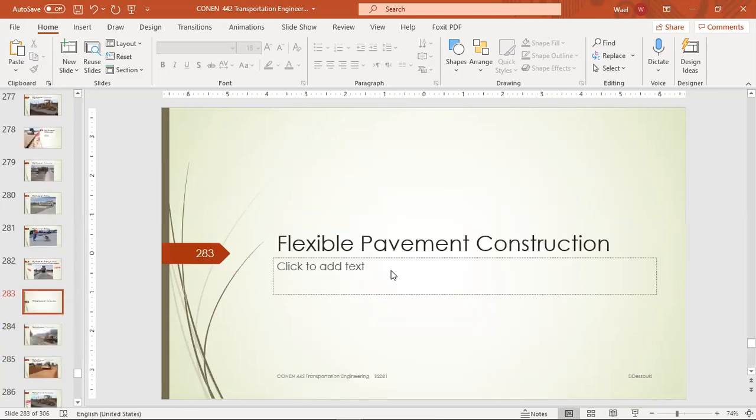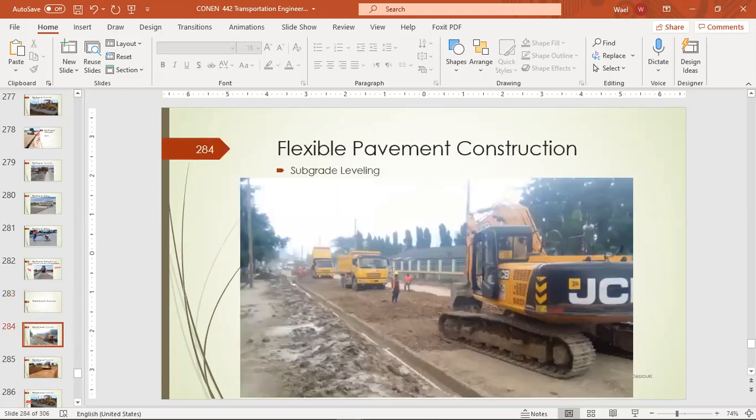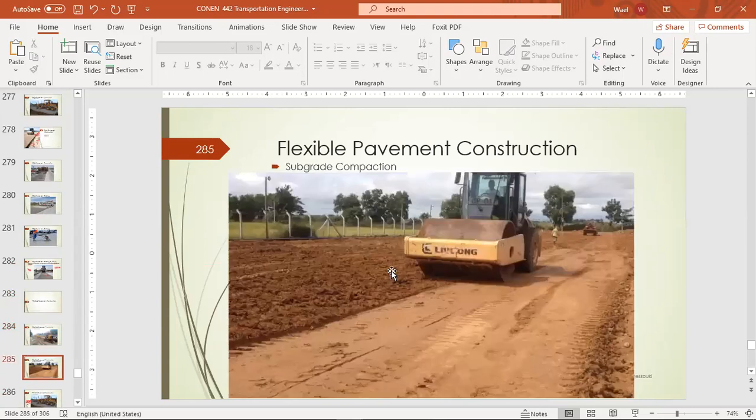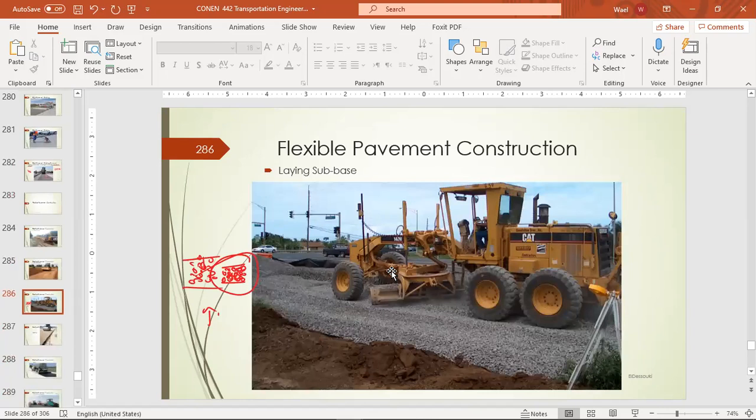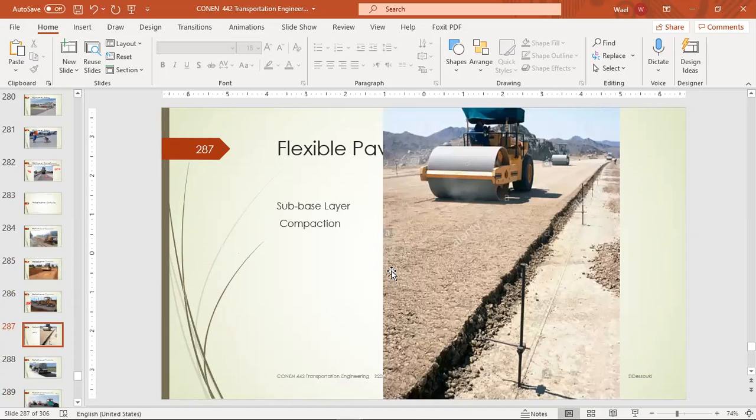That was it for the rigid pavement. Now for the flexible pavement construction. It's quite similar, by the way. So the same steps: subgrade leveling, then compaction of the subgrade, the same procedures. Then laying the subbase, and compacting the subbase. And from here the situation starts to be different from the rigid pavement.